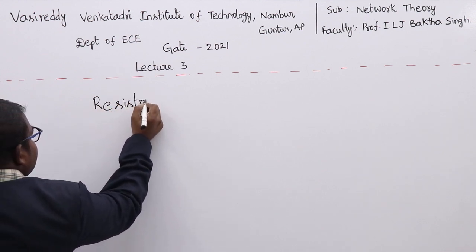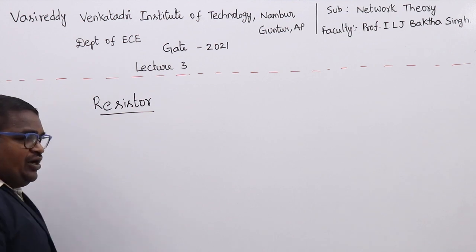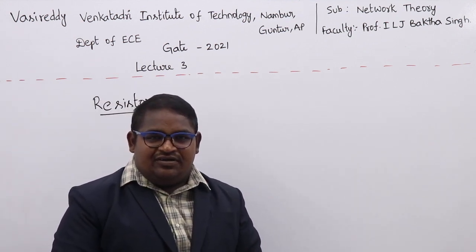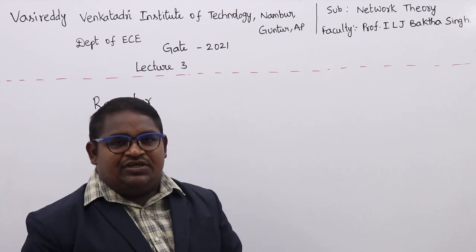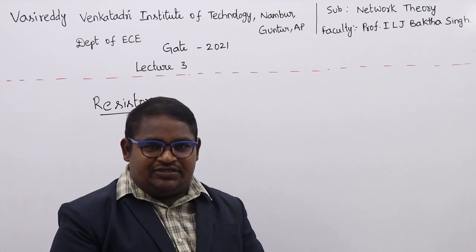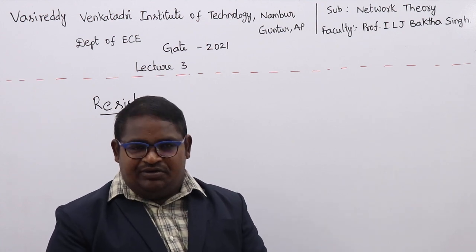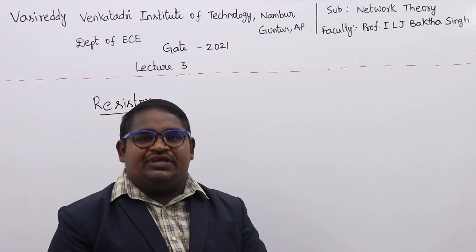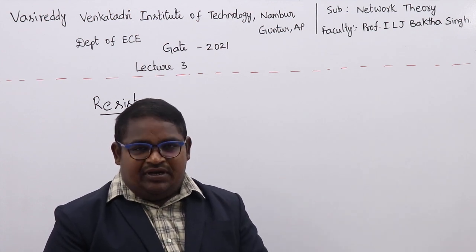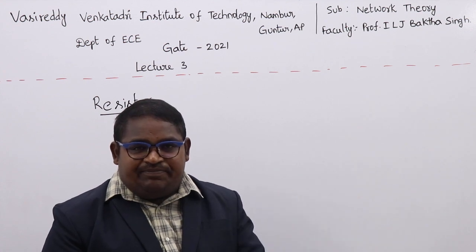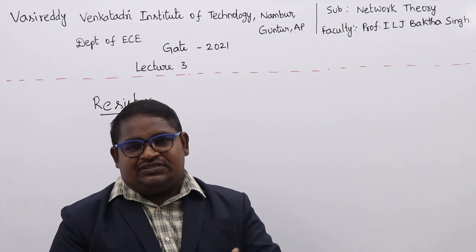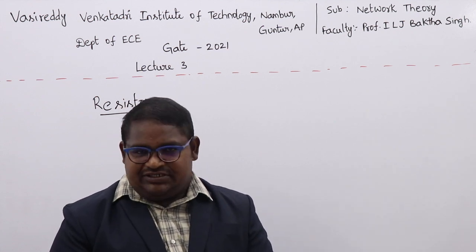Resistor. What do you mean by resistor? What is resistor? It opposes the flow of current, or the flow of charge, it drops the voltage when current is passing through it, it consumes electrical power, and it dissipates electrical energy in the form of heat. So this element is called resistor.